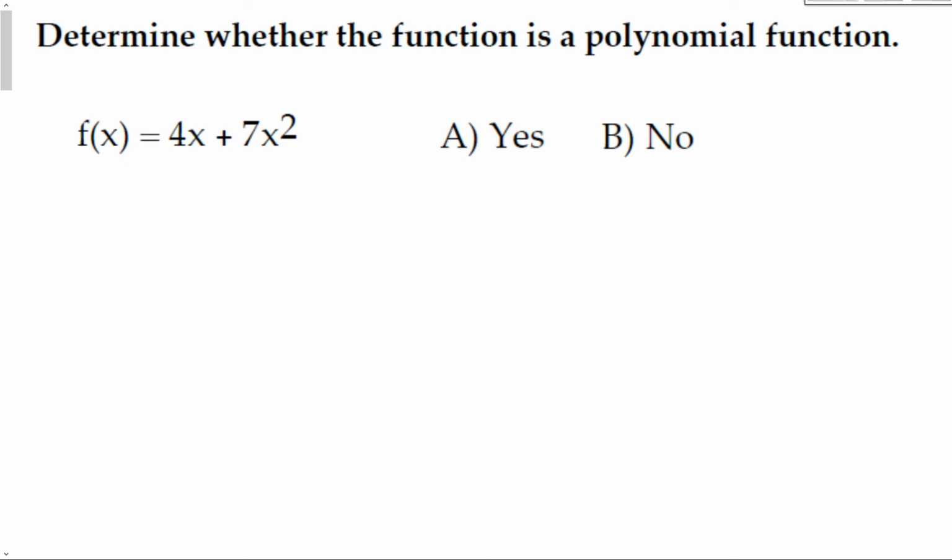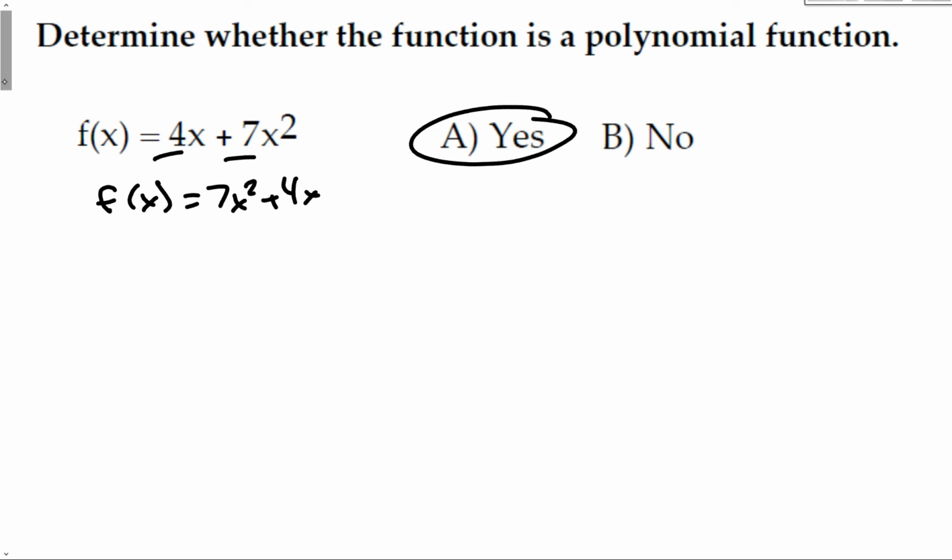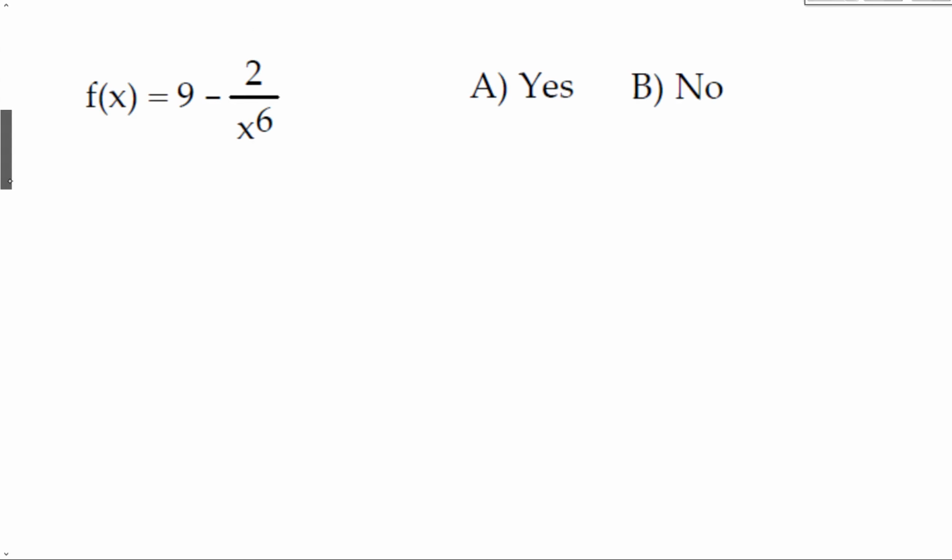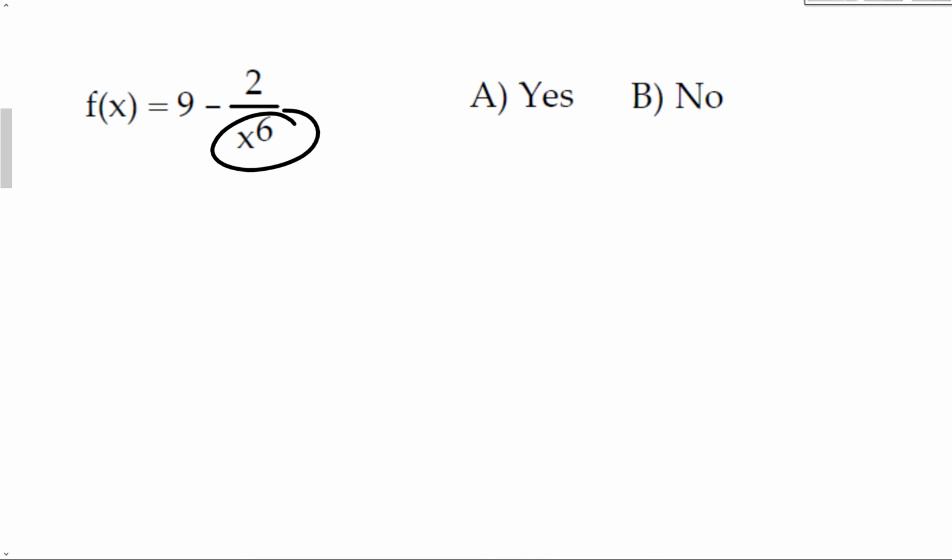Is this a polynomial function? Well, first of all, it's not written in standard form, so I should rewrite it as f of x is equal to 7x squared plus 4x. And when I look at this, all the coefficients are real numbers. All the exponents are non-negative integers, so the answer here is yes. Is that a polynomial function? Well, that is an exponent of -6 because it's in the denominator, so this is not a polynomial function.